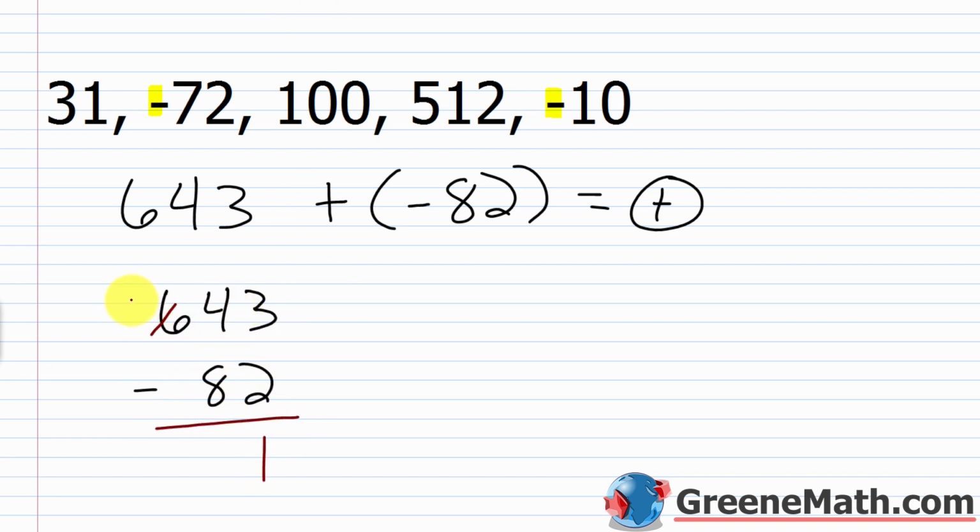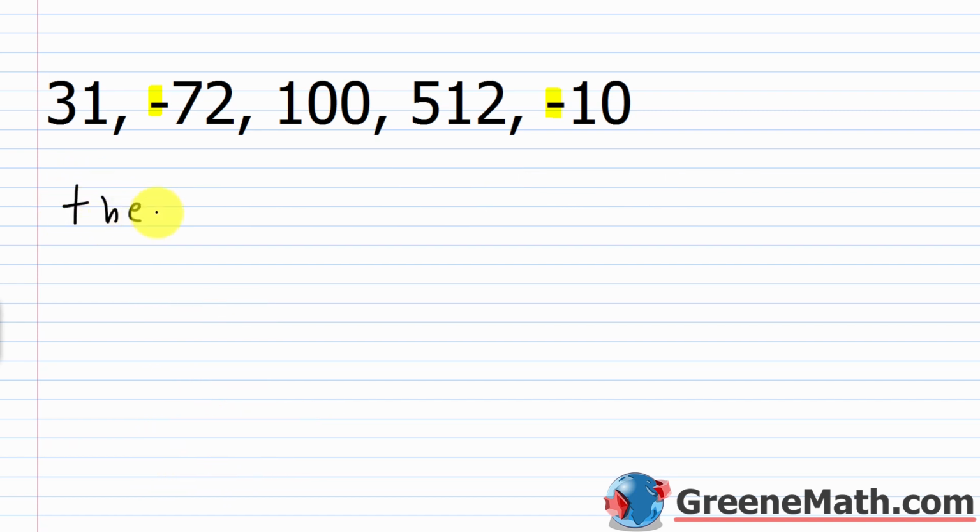And then I need to borrow here. This will become 5. This will become 14. 14 minus 8 is 6. Bring down the 5. So 561 is the sum, right? That's the sum for this group of numbers. So I'm just going to write here that the sum is 561.